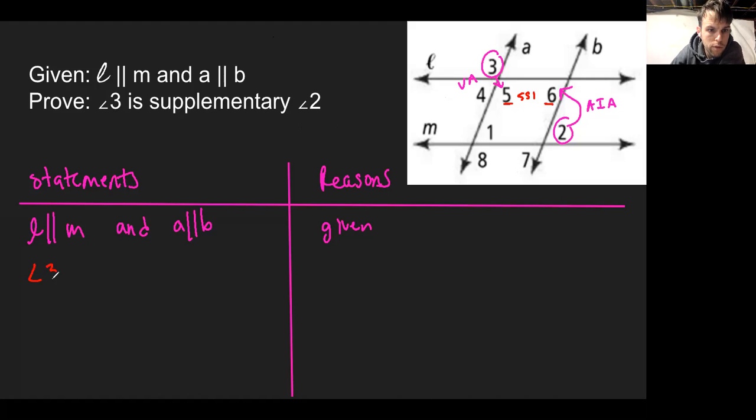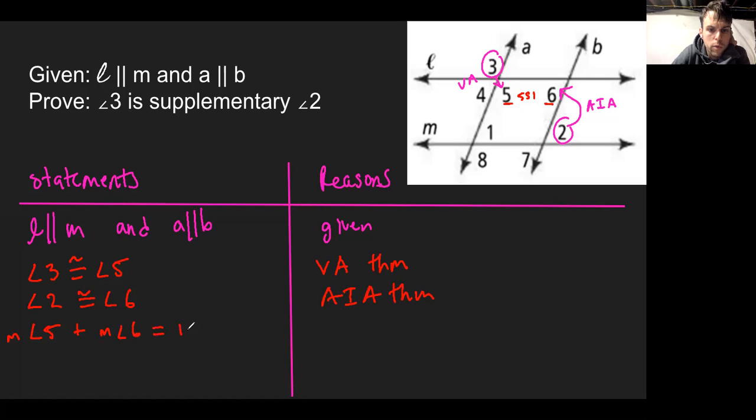Let's say that angle 3 is congruent to angle 5 by the vertical angles theorem. And angle 2 is congruent to angle 6 by the alternate interior angles theorem. And the measure of angle 5 plus the measure of angle 6 equals 180. They are supplementary because of the same side interior angles theorem. That's the relationship for same side interior angles.